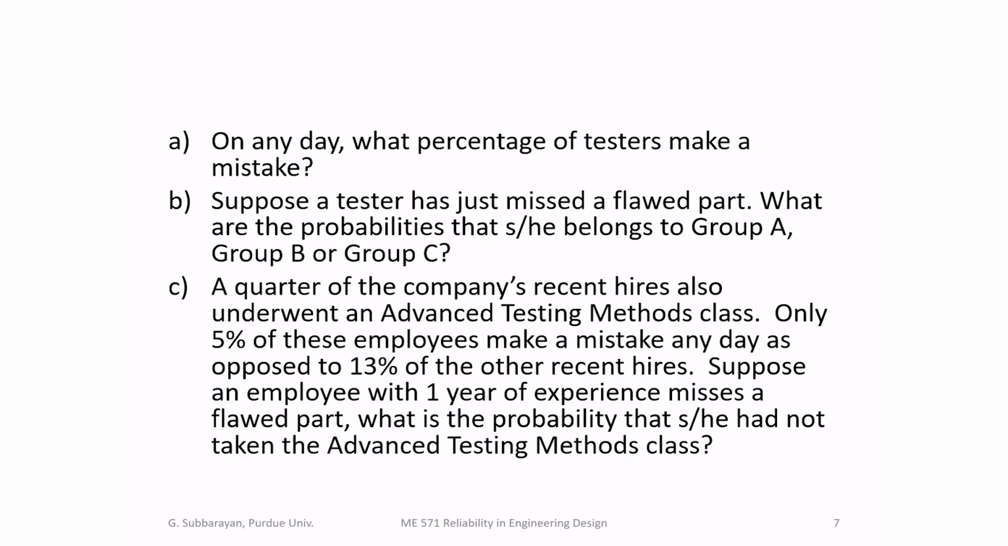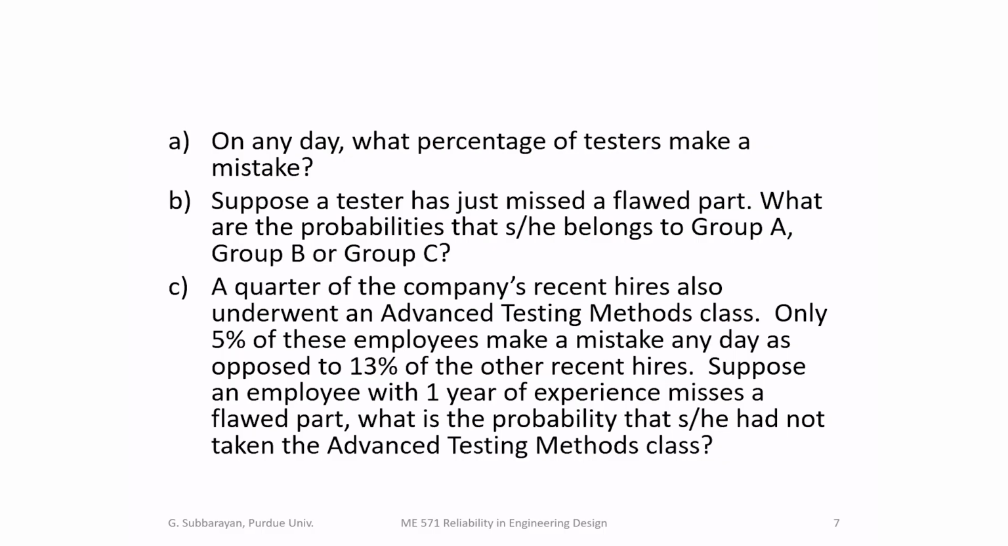So the first question is, on any given day, what percentage of testers make a mistake? Of the total employees, what fraction make a mistake when testing a part? That's the first question. The second question is, supposing a tester has missed a flawed part, what are the probabilities that the tester belongs to group A, B, or C?